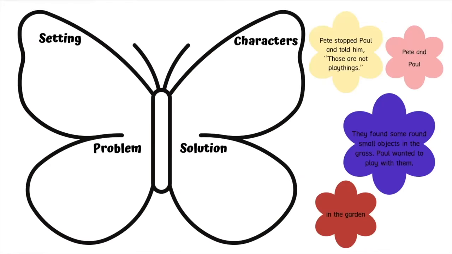Look at the elements of the story. Identify which is the setting, characters of the story, problem of the story, and the solution. Choose your answers inside the flowers. You have 2 minutes to finish this.